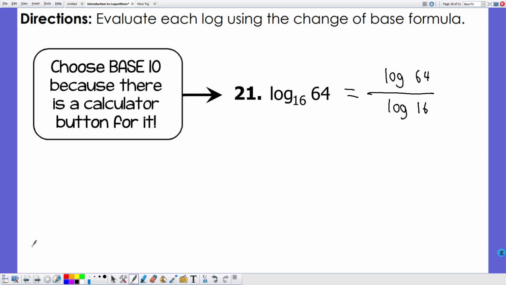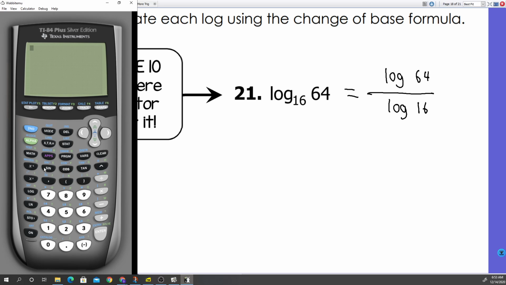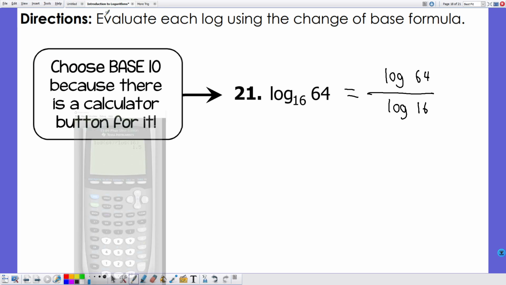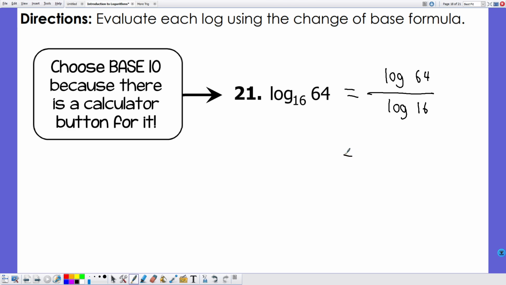Okay, so if we go to the calculator and just use log, it's just the button that says log. It's already in base 10, so we don't have to worry about much. Log of 64 divided by log of 16. That's 1.5. Wow, very interesting.